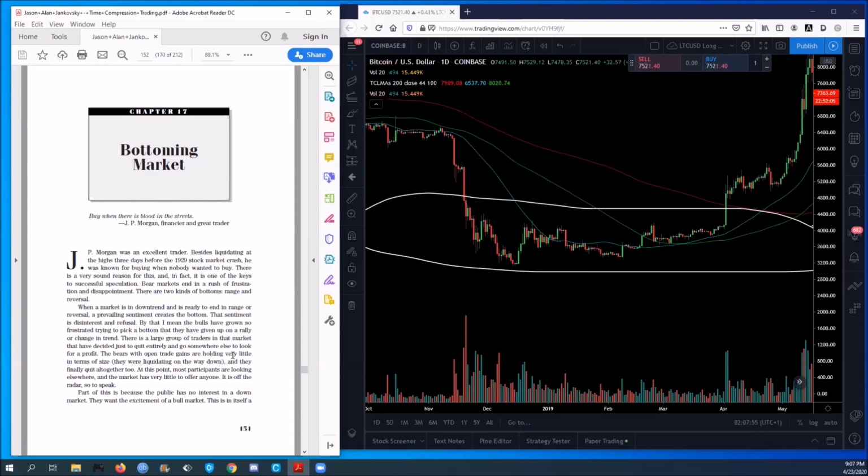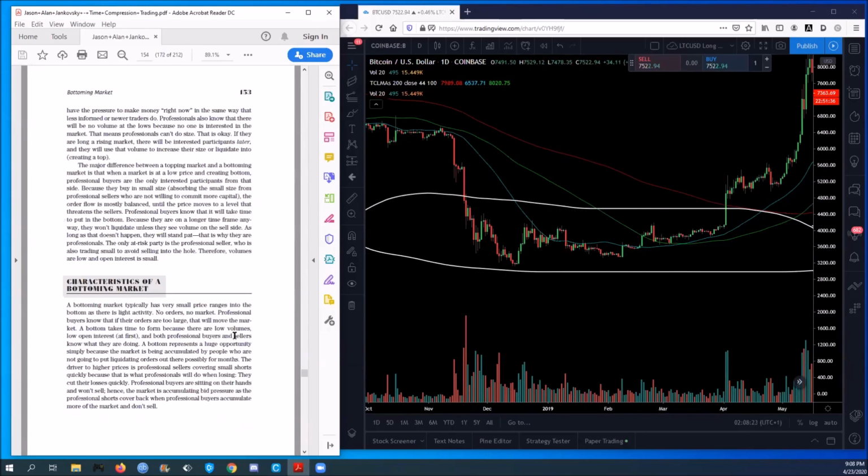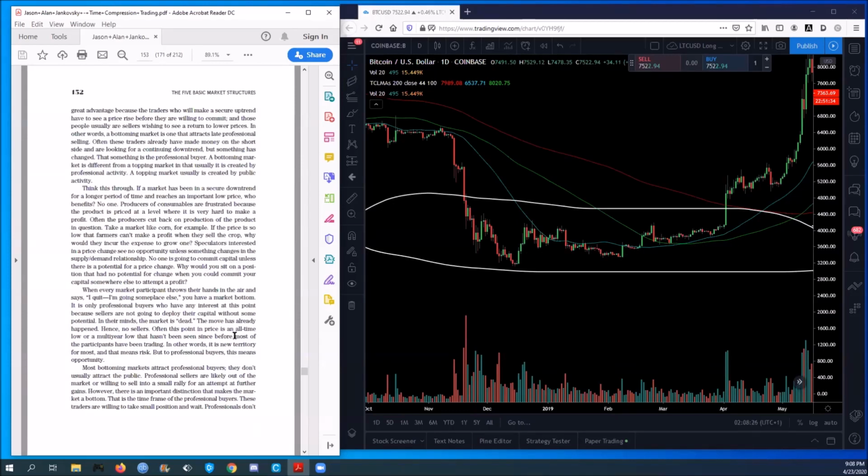The bears with open trade gains are holding very little in terms of size. They were liquidating on the way down, and they finally quit altogether too. So if this was the bottom, the bears should have given up. At this point, most participants are looking elsewhere. So during this time, most of the crypto market should have been looking elsewhere. Okay, I'm not making a judgment yet. I'm just reading in the context of the story.